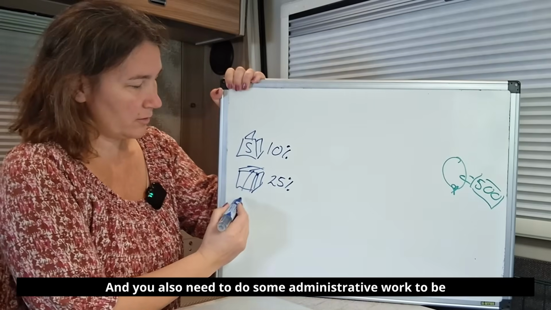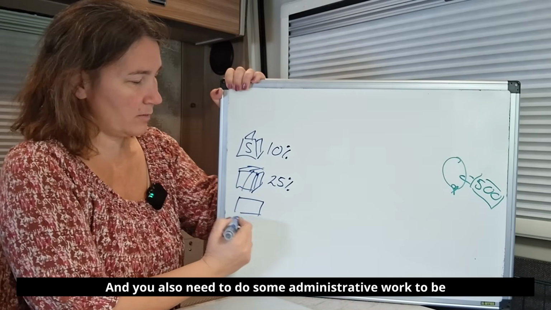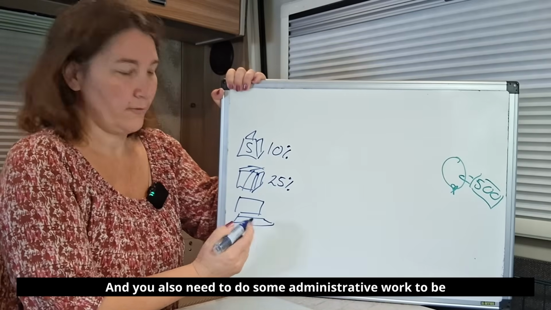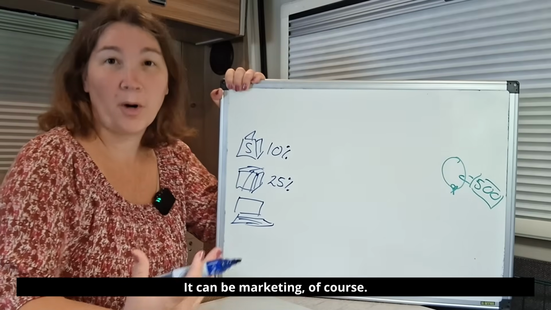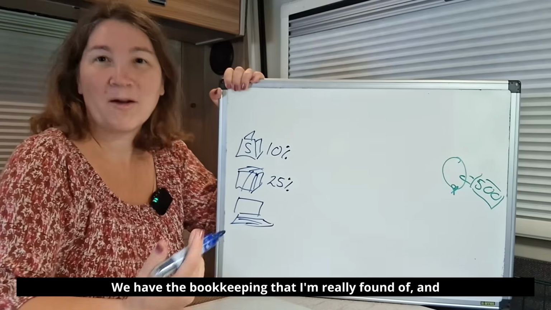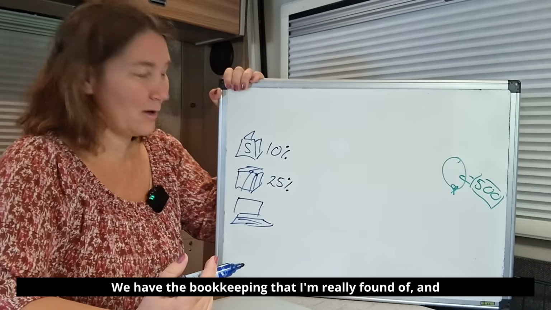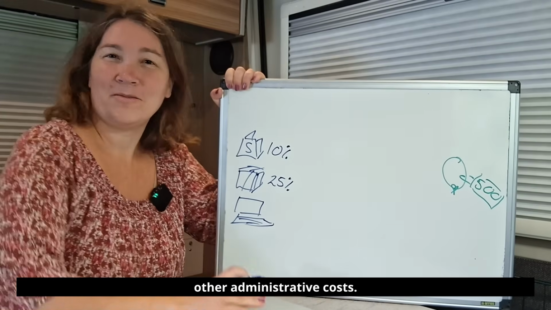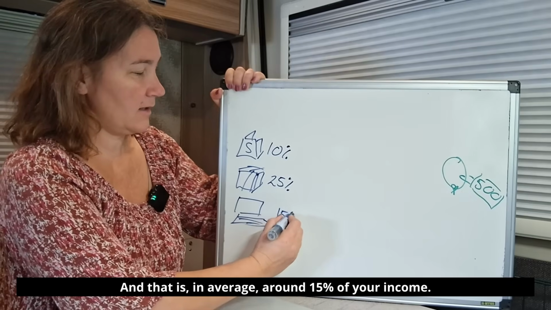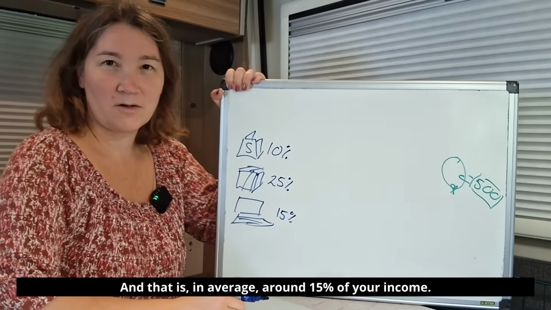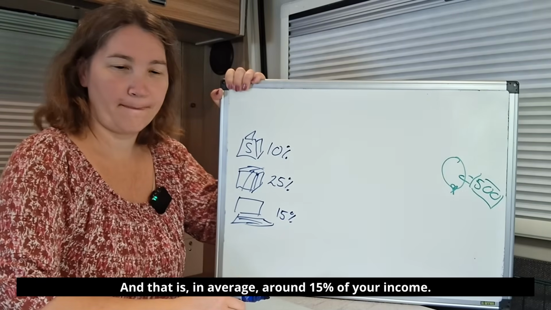And you also need to do some administrative work to be able to sell this bracelet. It can be marketing, of course. We have the bookkeeping that I'm really fond of, and other administrative costs. And that is, on average, around 15% of your income.